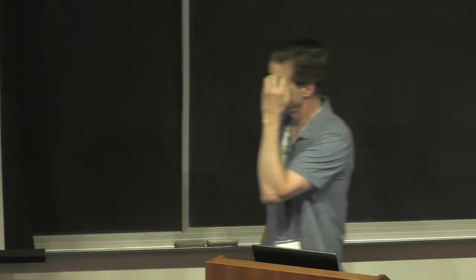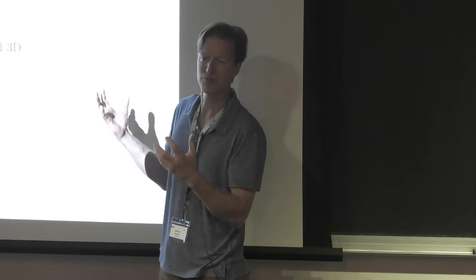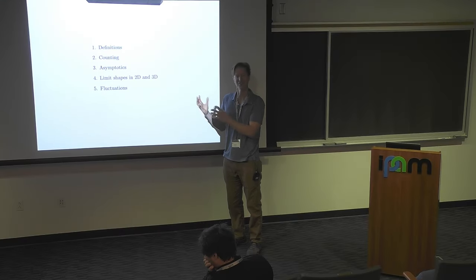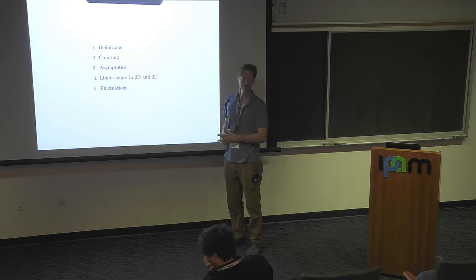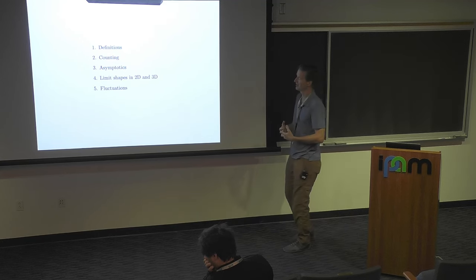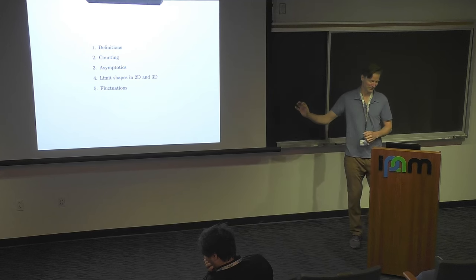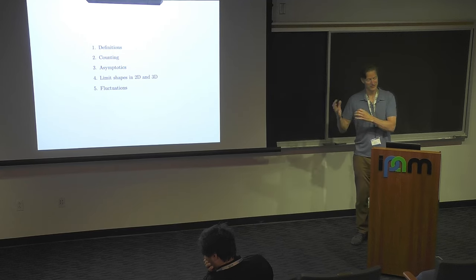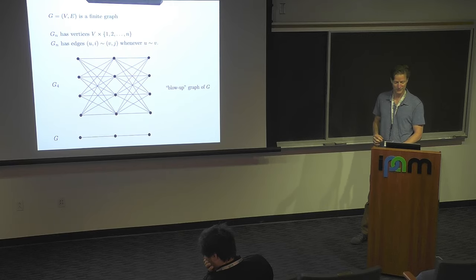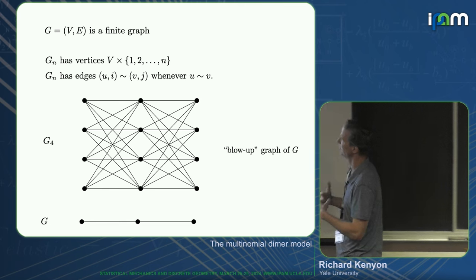So that's the appeal of this model, and the multinomial prefix works for other models as well. It's not just the dimer model. You can do other random tiling models, and I think there's a lot to explore here. But I want to just tell you the easiest interesting case, which is this multinomial dimer model. And so here's the basic definition.